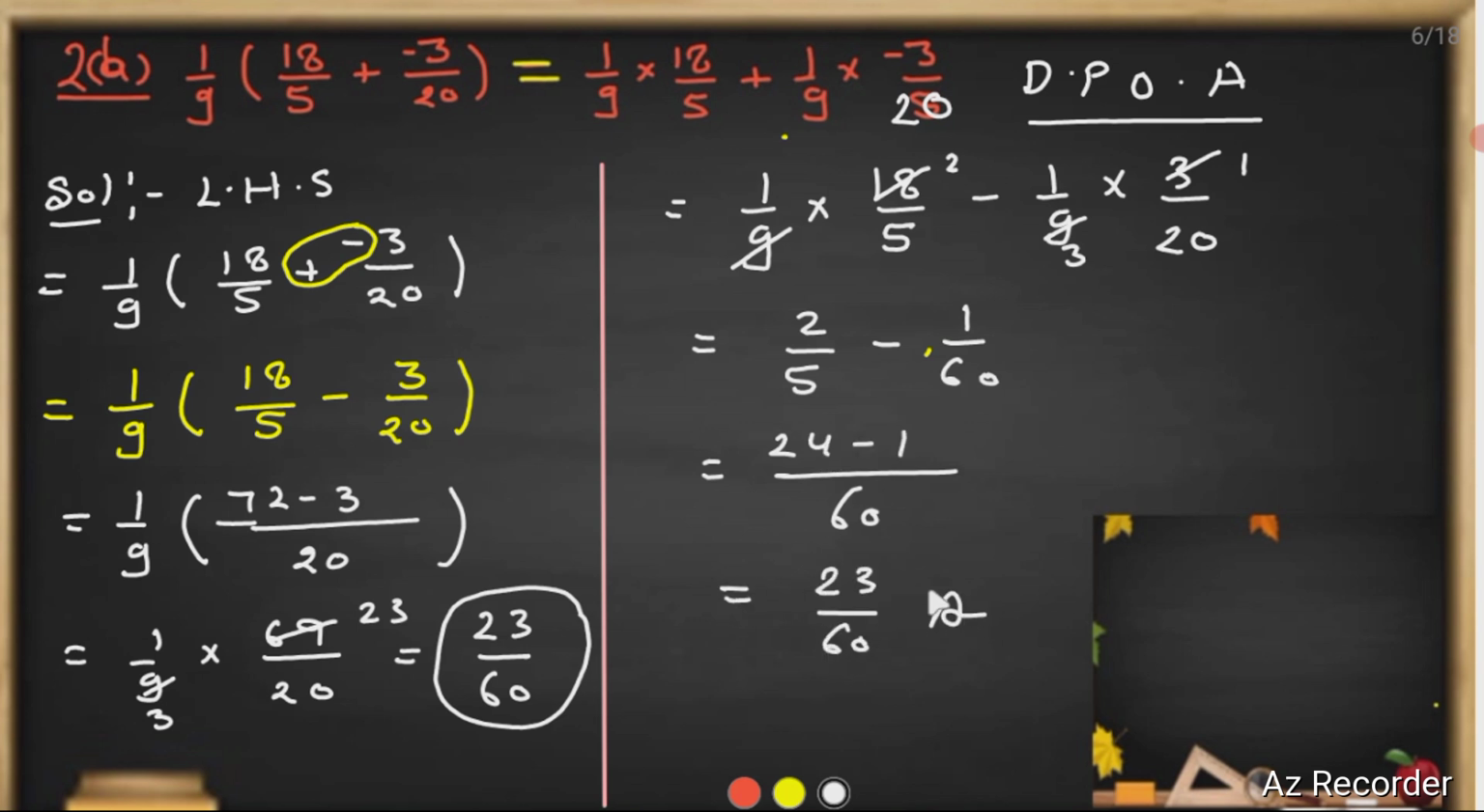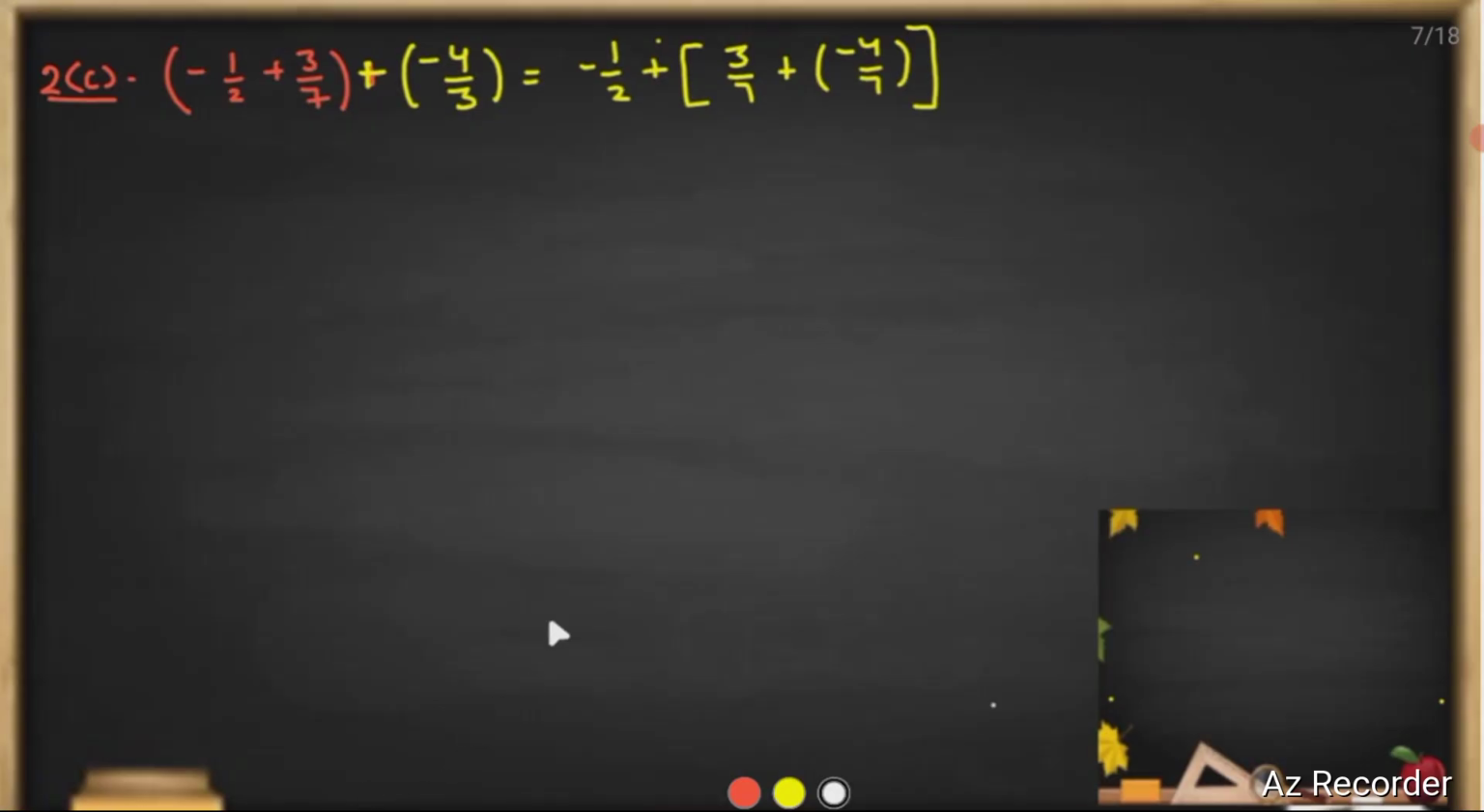So this is again the answer of the right hand side, so we can say that left hand side is equal to right hand side. So the property is hence verified. Okay, and this is 20 here, you have to write it clearly. So now comes the next question, the C part of question number 2.